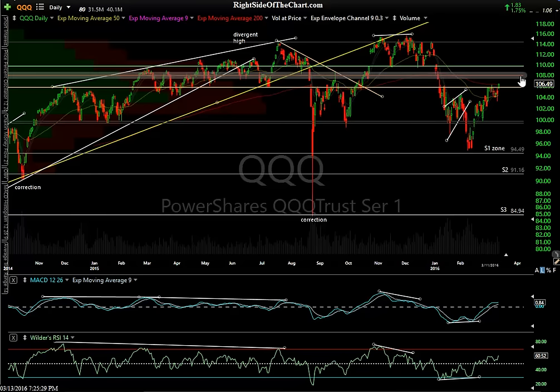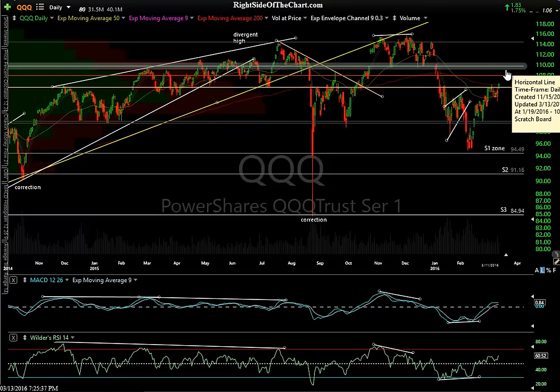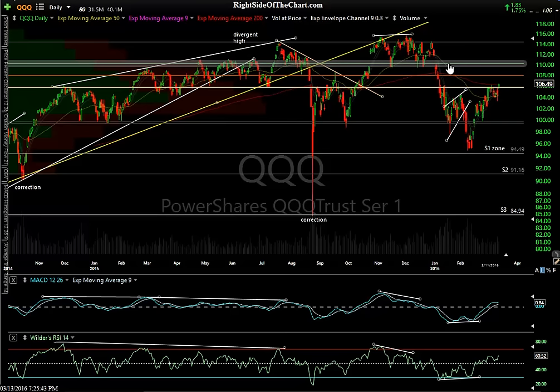So those are the levels I'm watching, guys. On the Qs, that's just over 108, that line there. And this line in the sand is about 109.85, maybe a little above that. You can see that gap just above it. So call it 110.30, I'm sorry. There's a big gap right there. So that's the level I don't want to see us get above.